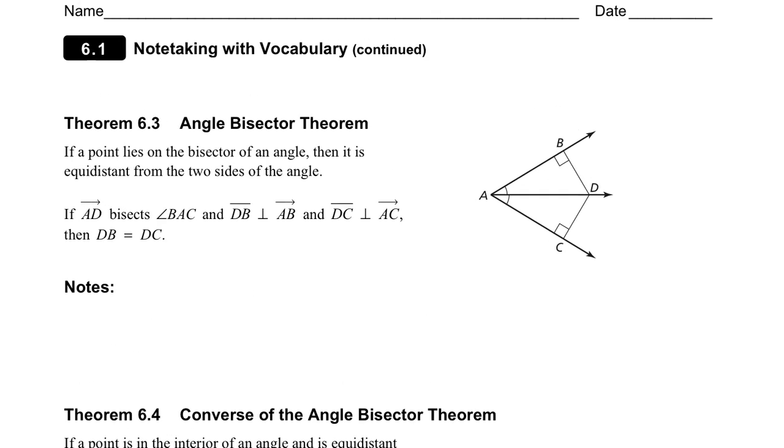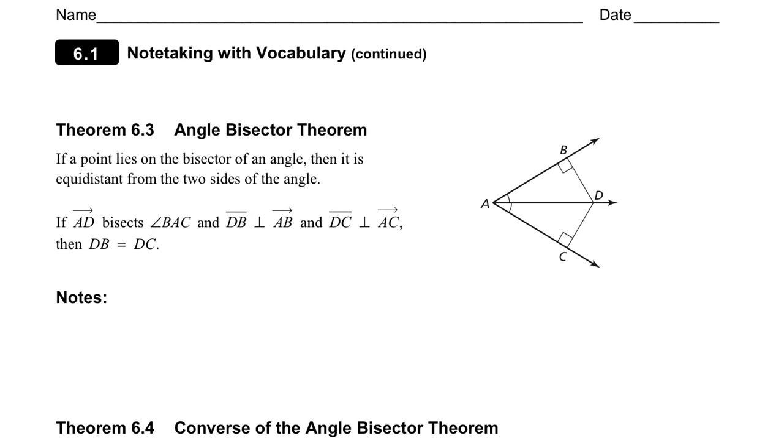Now let's look at the next theorem. This is the angle bisector theorem. So let's just think about the words first, angle bisector. So you're going to have a ray or some type of segment that cuts an angle basically in half. Okay, so if a point lies on the angle bisector, so here's our point, we're going to call this D. If it lies on the angle bisector, which I can see I have two congruent angles here, then D, or that point, is going to be equidistant to the sides.